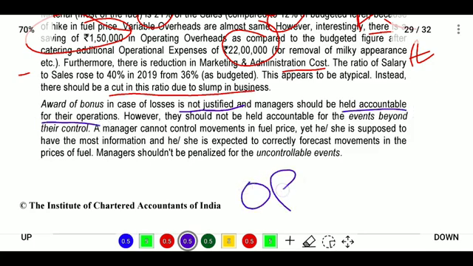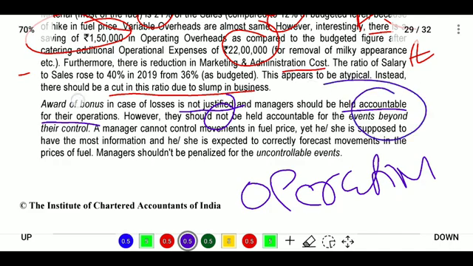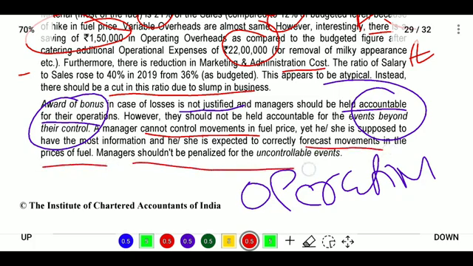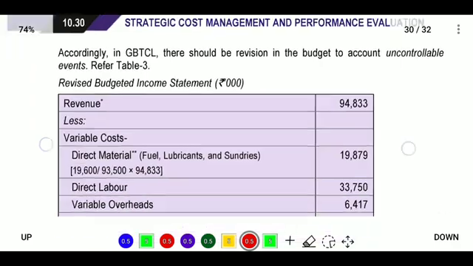Only their operation they will be held liable. However, they should not be held accountable for events beyond their control. If it is beyond their control, what can they do? They will work for their controls only. Next, the manager cannot control movement in fuel price. So they cannot control fuel price, and yet the manager is expected to correctly forecast movement in the price of fuel, and should not be penalized for uncontrollable fuel. So they cannot be penalized for uncontrollable events happening in nature.